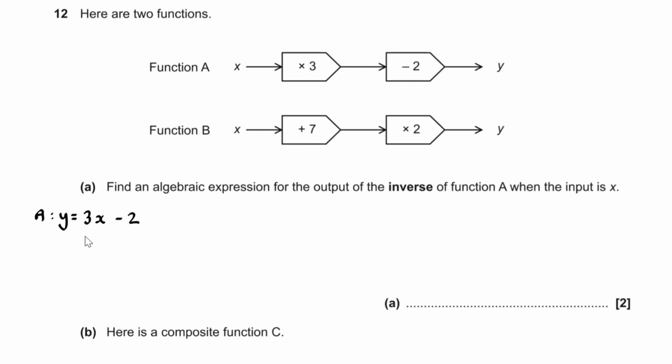So to find the inverse, what we do is we swap the x and y. So we've got x equals 3y minus 2. We rearrange for y, and we'd have y equals x plus 2 over 3. And therefore, we can conclude that the inverse, we'll call it A inverse, is equal to x plus 2 over 3.